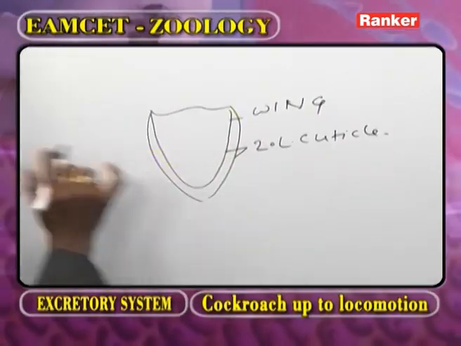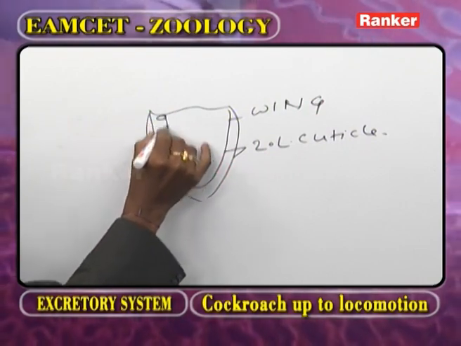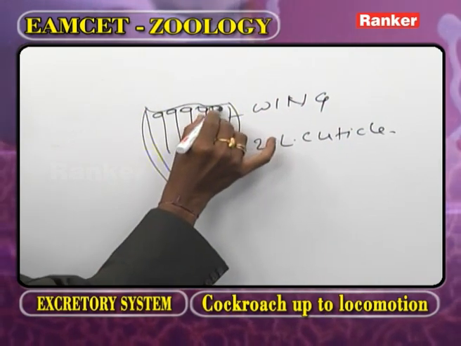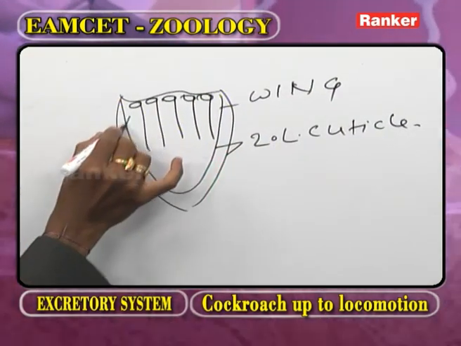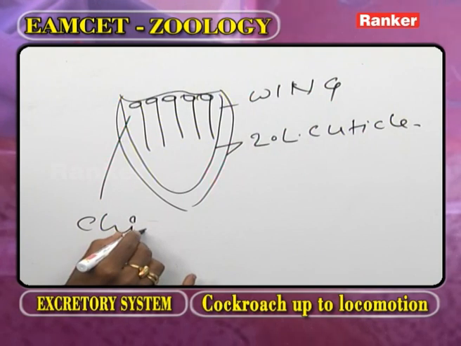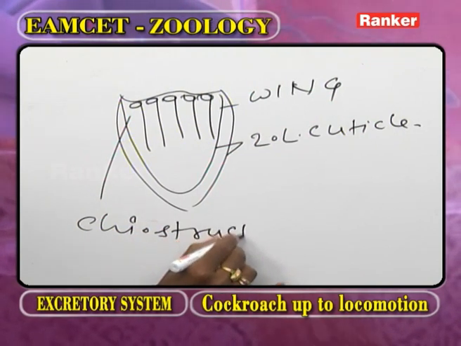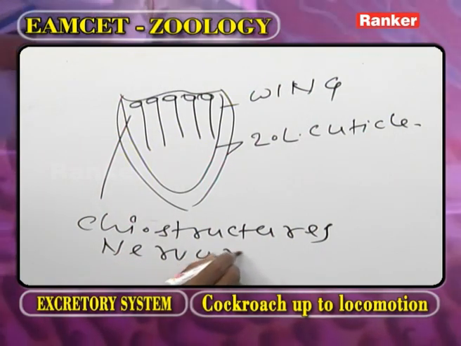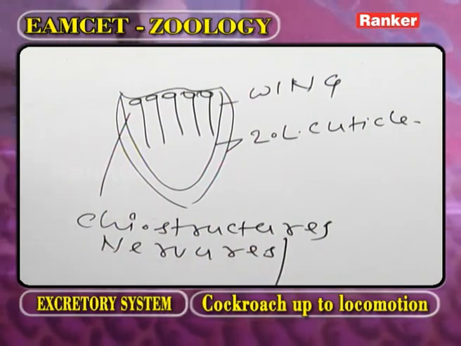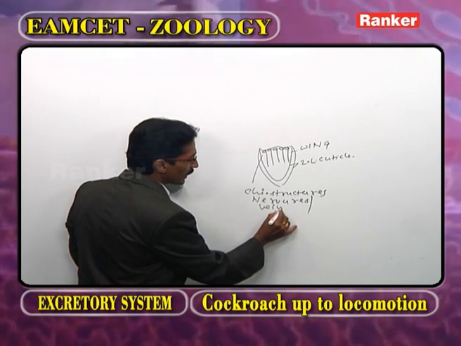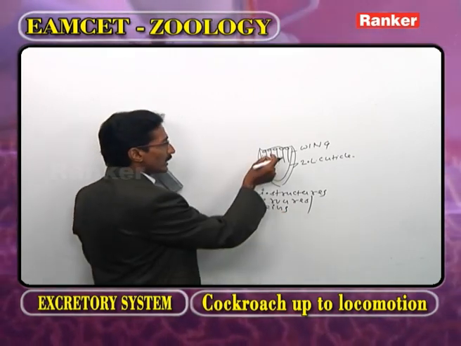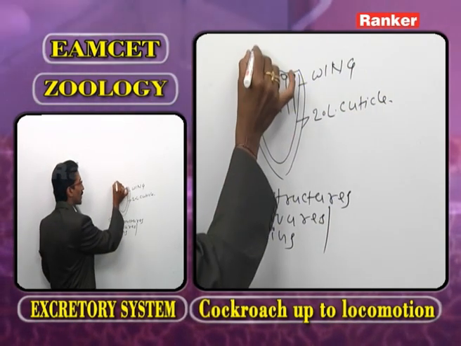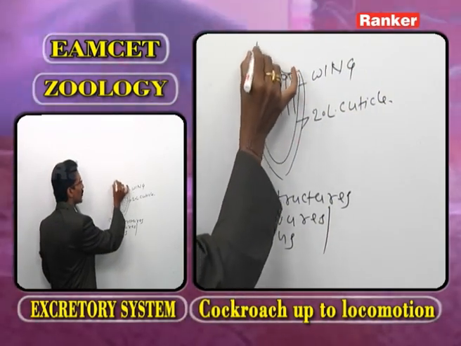Now in each wing what are present? The chitinous structures are present. They are called the nervures. What is the other name of nervures? The veins. Now as we observe these nervures, what are passing through these nervures?